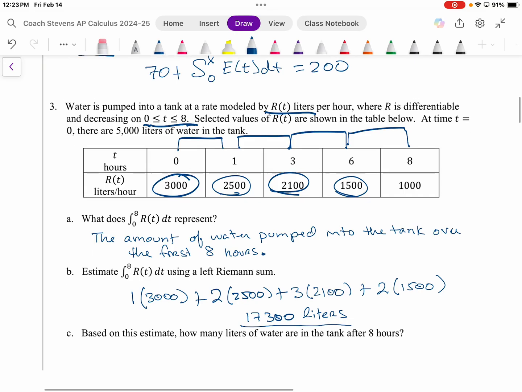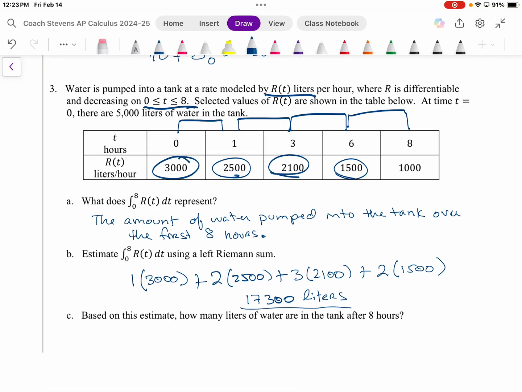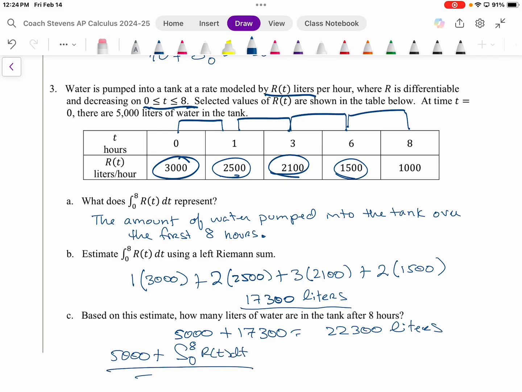Now, based on the estimate, how many liters are in the tank after 8 hours? Well, that one's just saying it started with 5,000, and I have to add what I just pumped into it. And so 22,300 liters is what's in that tank after the 8 hours. So that one's just saying let's basically do the 5,000 plus the integral of what we just did. It's actually getting us to add that initial 5,000 to it.